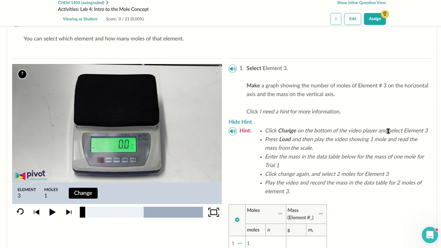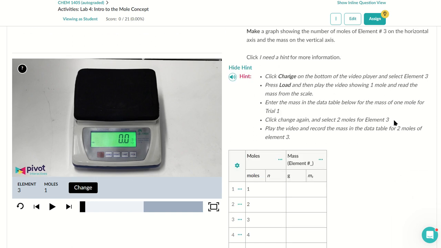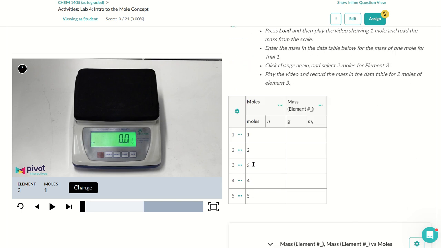So click change on the bottom of the video. We already did that, actually. That's pretty easy. Press load. We did that. It is showing 1 mole currently for element 3. Enter the mass in the data table for the mass that you see. That's what it's trying to say. Click change again, and then you keep doing the same thing all the way to 5.